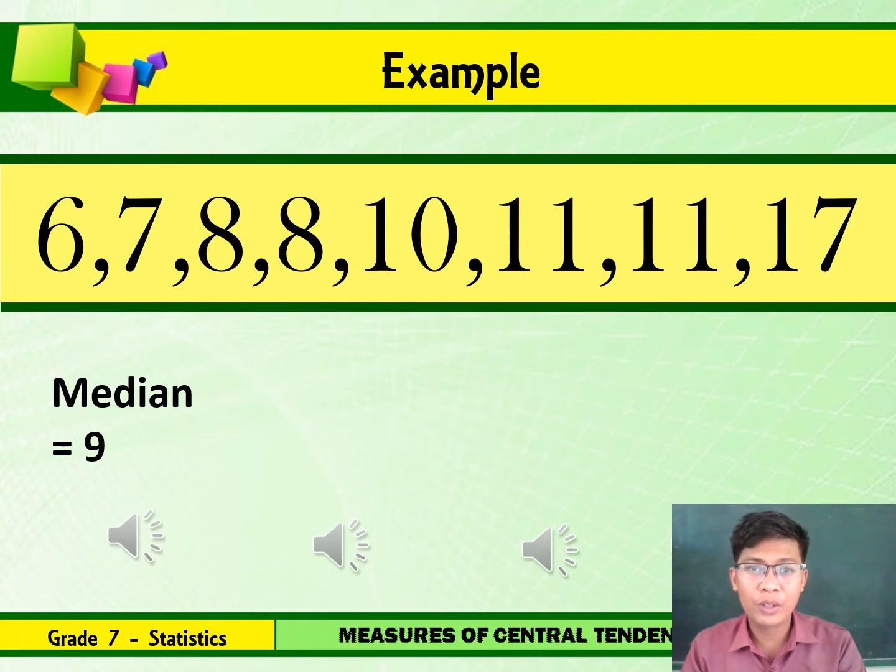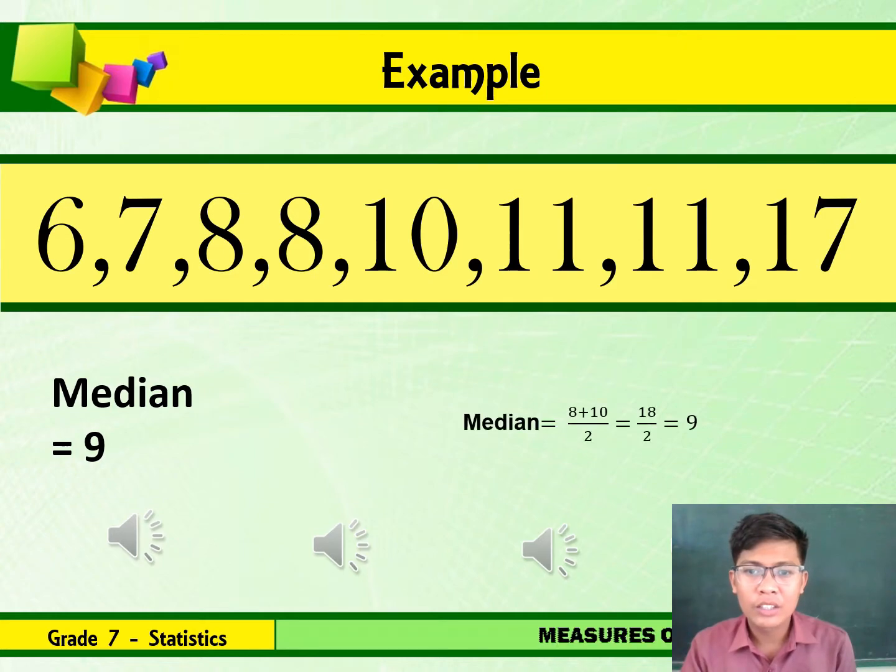Okay, so that is the first thing to do. Data: 6, 7, 8, 8, 10, 11, 11, 17. Once we arrange the data, we have 6, 7, 8, 8, 10, 11, 11, and 17 coins, respectively. We got 9 as the median because we add the two middle numbers, which are 8 and 10, and divide by 2. So we have 18 divided by 2, so that our median is 9.